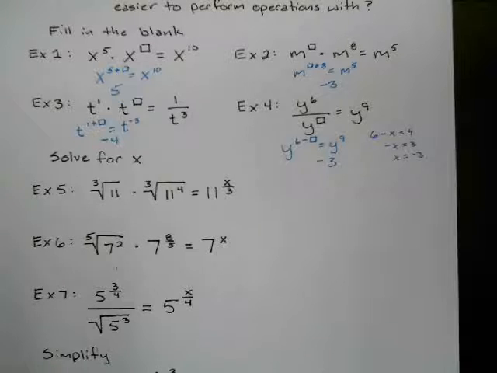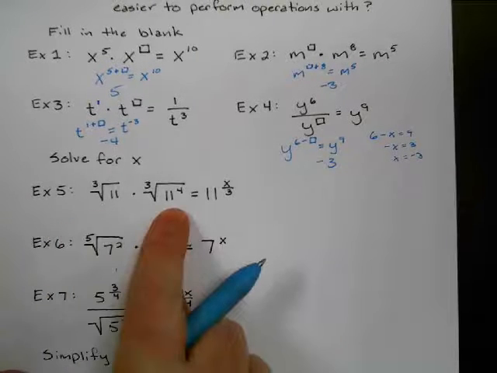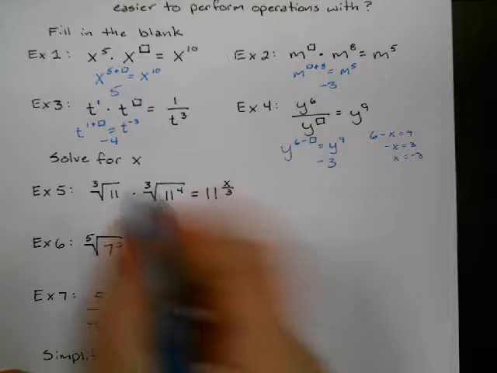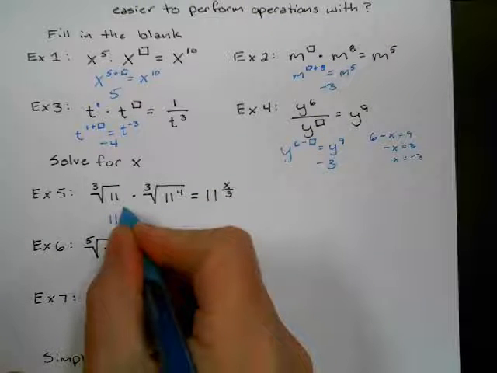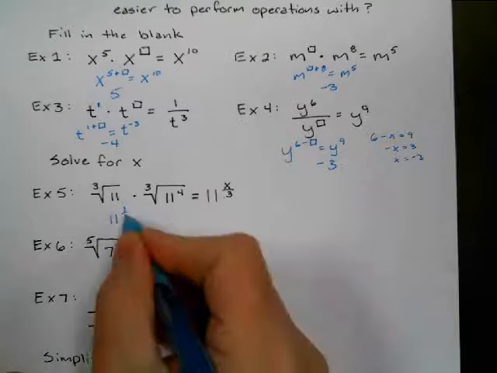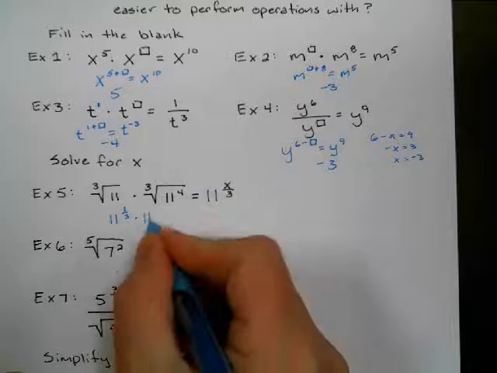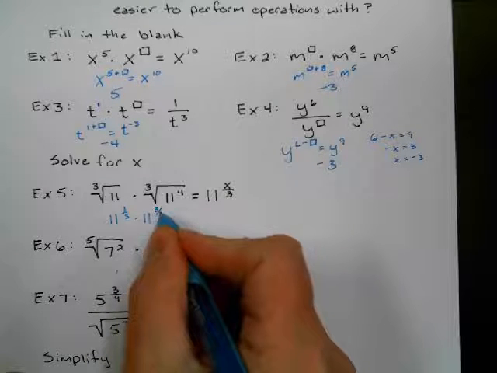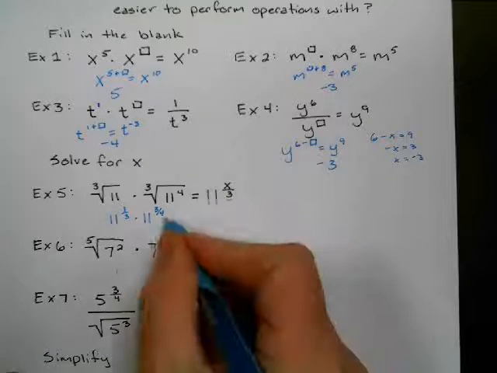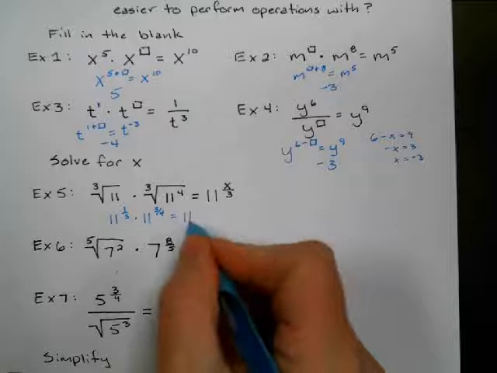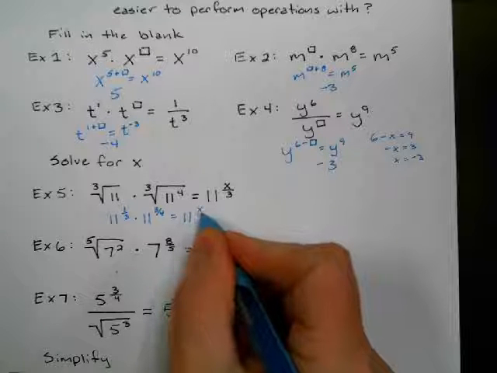All right, so like I said before, it's probably easier to do operations when you have your problems in exponential form. These two are in radical form, so let's change them. Let's change this to 11 to the 1/3 power. And we'll change this other one to 11 to the 3/4 power. And it's equal to 11 to the x over 3 power.